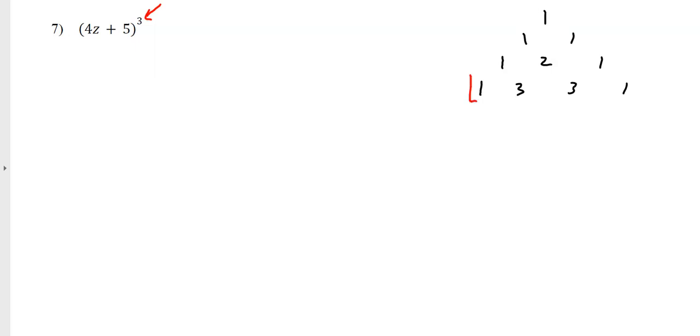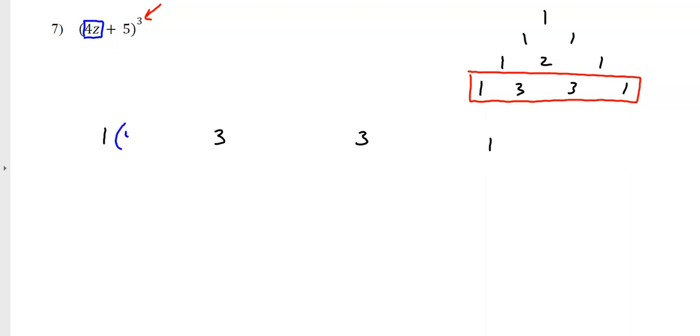So this is the row that we're looking for. This one's only going to have 4 terms in it. So let's spread those coefficients out. 1, 3, 3, 1. And this one's a little tougher because I don't just have x and y, I have an expression there. So my first part is going to be the 4z, and I got to start at the third power and work my way down. So I got to do 4z to the third power, 4z to the second power, 4z to the first power, and then nothing at the end because it's to the 0 power.